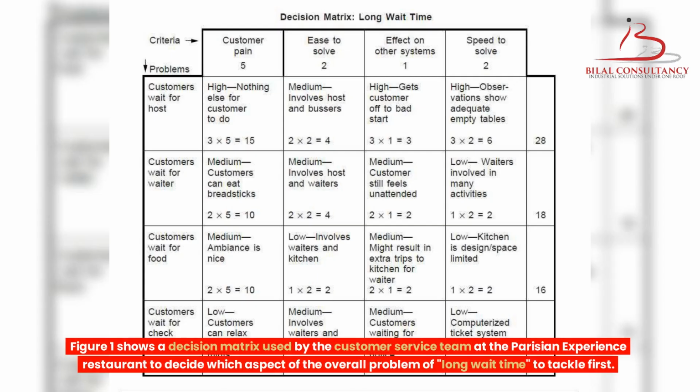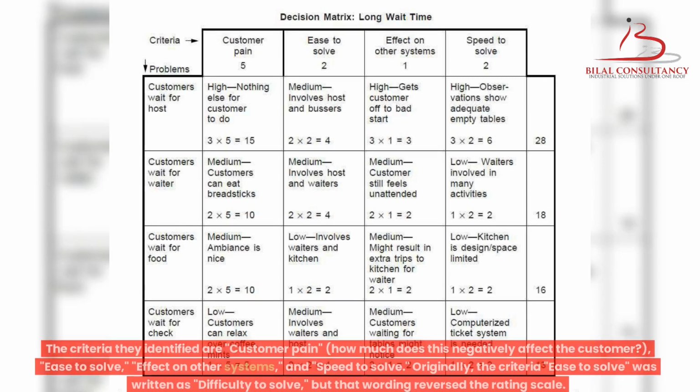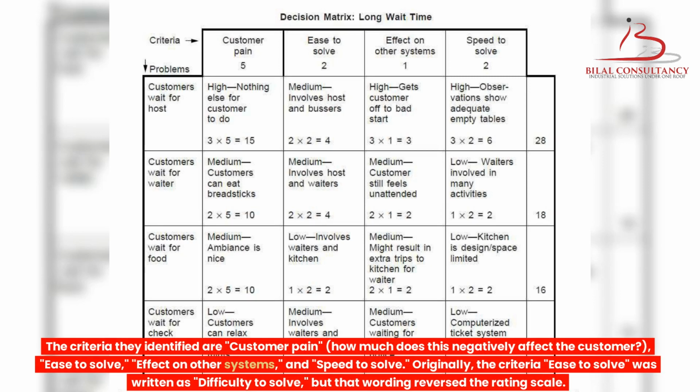Figure 1 shows a decision matrix used by the customer service team at the Parisian Experience restaurant to decide which aspect of the overall problem of long wait time to tackle first. The problems they identified are customers waiting for the host, the waiter, the food, and the check. The criteria they identified are customer pain (how much does this negatively affect the customer?), ease to solve, effect on other systems, and speed to solve.